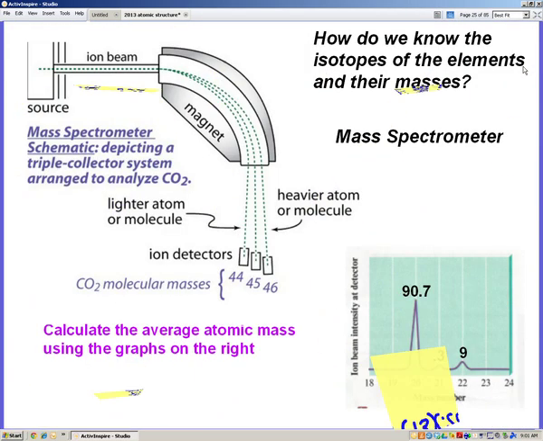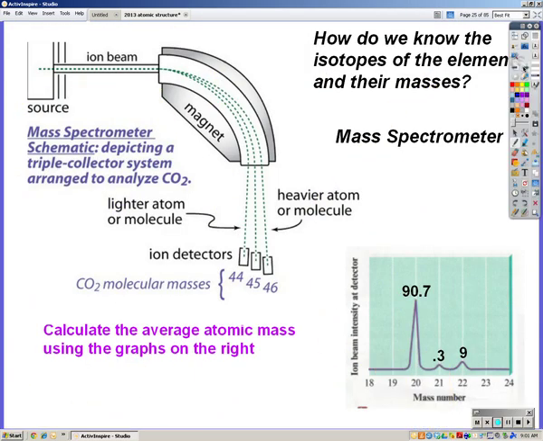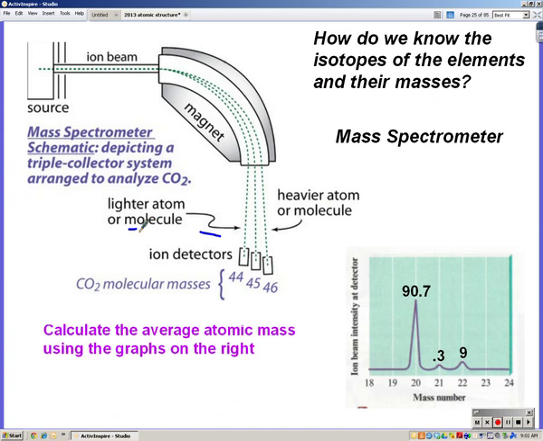So how exactly do we know the isotopes of elements and their masses? The answer is a mass spectrometer. In a mass spectrometer, an ion beam is shot from a source. It goes through a magnet. The lighter molecules come off first, and the heavier molecules or atoms come off later. And so we'll get the 3 isotopes, or 4 isotopes, or however many isotopes.